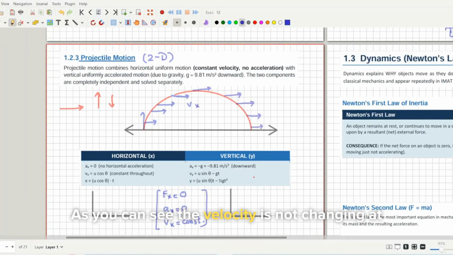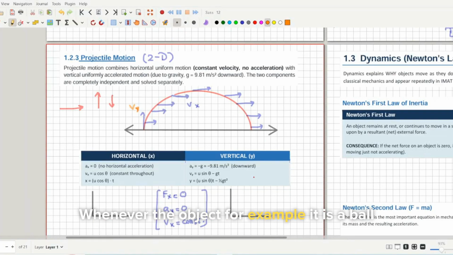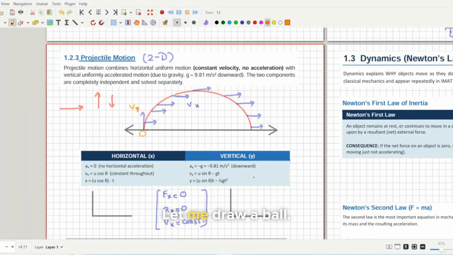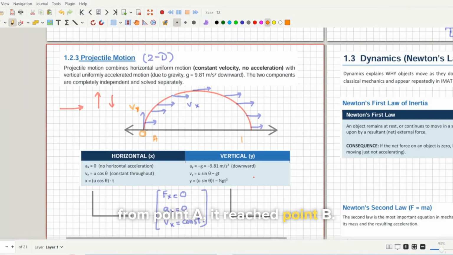As you can see, the velocity is not changing at all. It is the same at every single point. What about the y direction? If we talk about Vy in the vertical direction, whenever the object, for example a ball, right? Let me draw a ball. You kick the ball and the ball went like this, and from point A it reached point B.